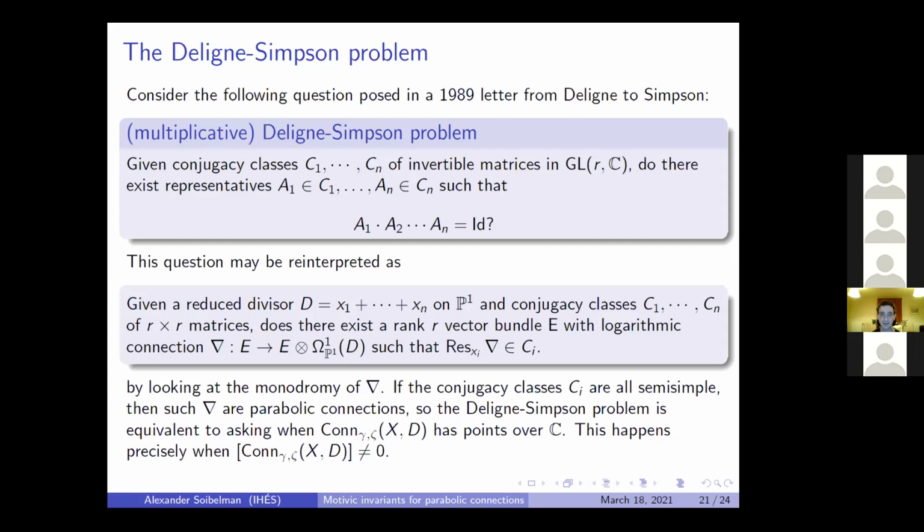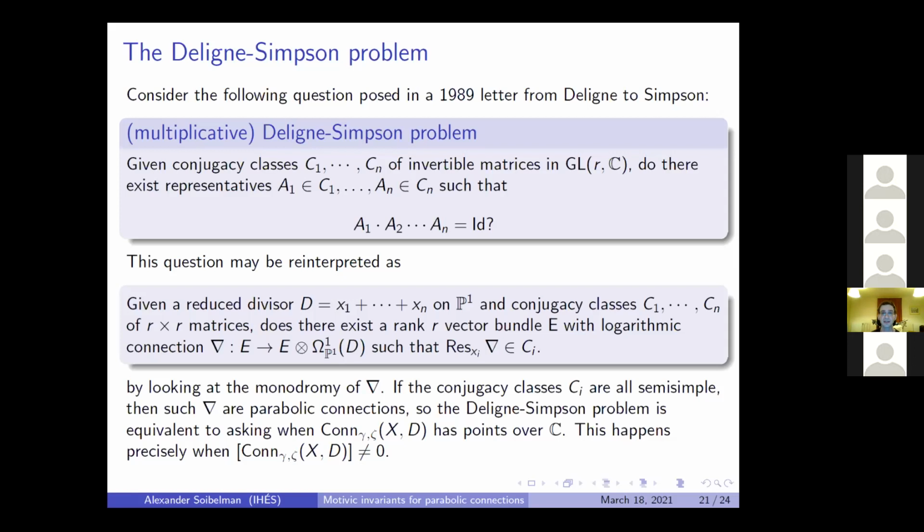So you can try to reformulate this Deligne-Simpson problem in terms of, again, vector bundles with connections as follows. This actually ends up being equivalent to the following question. If you have, again, some number of points on P1, so a reduced divisor, and you have fixed conjugacy classes of r-dimensional vector space endomorphisms, then does there exist a vector bundle together with a logarithmic connection such that the residues at the marked points lie inside the conjugacy classes?